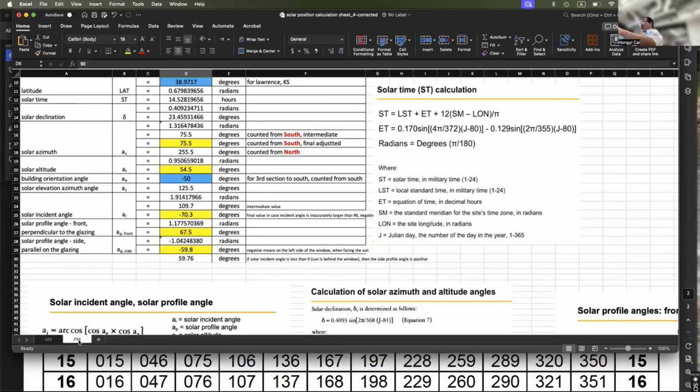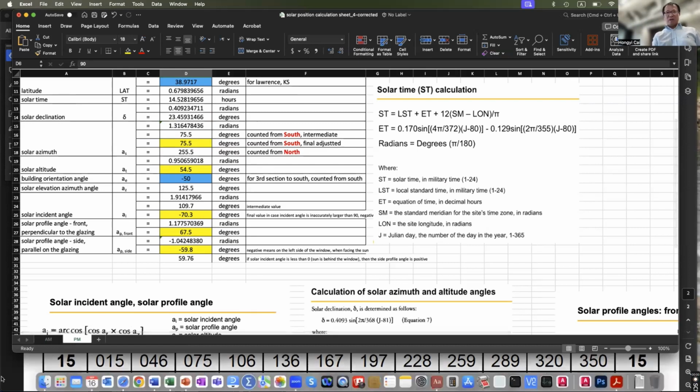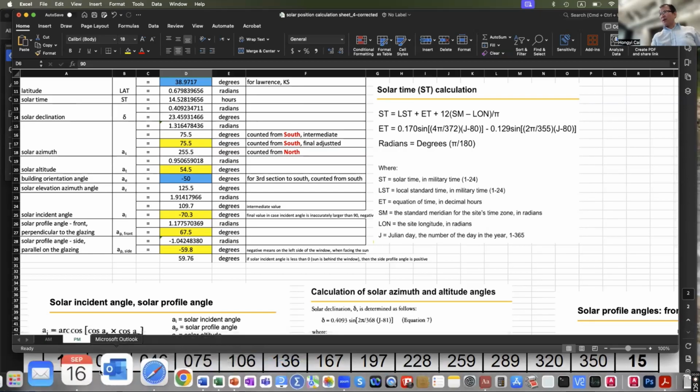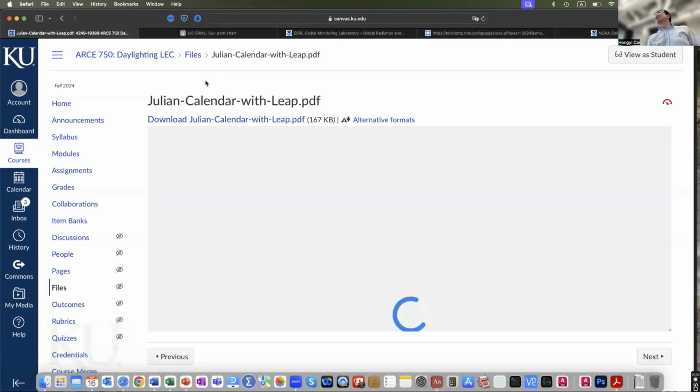So I will say my Excel calculator will have the most needed functions compared to the online calculators, because online calculators, I don't believe they have the profile angle calculator. So you probably need to figure it out.